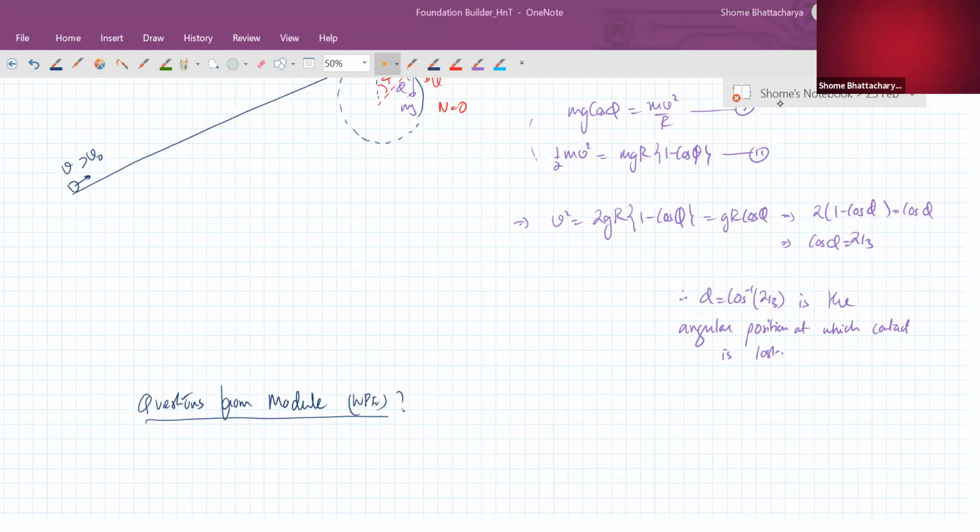Okay, we will pick up the next chapter now, which will be heat and thermodynamics.